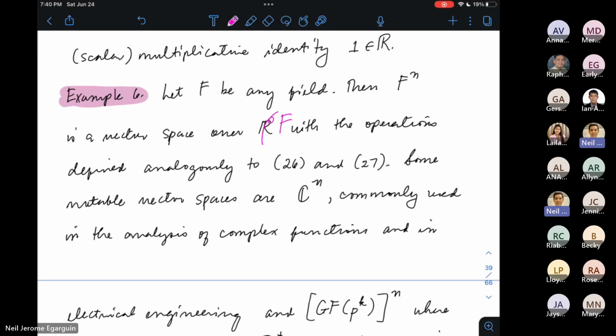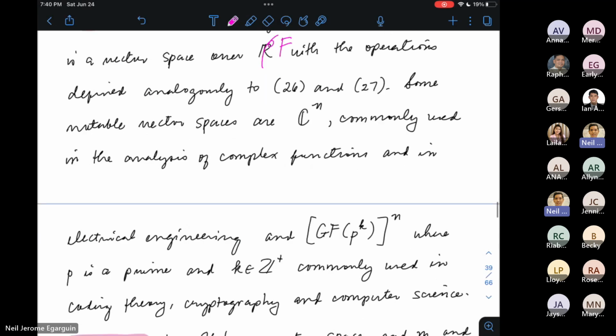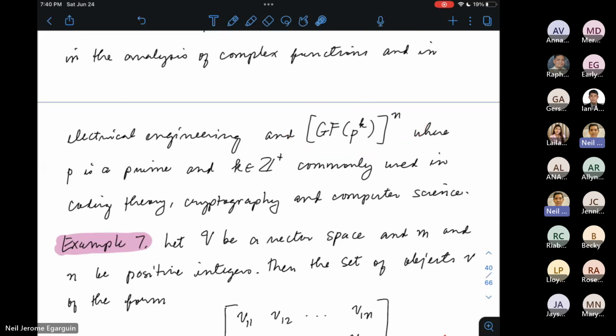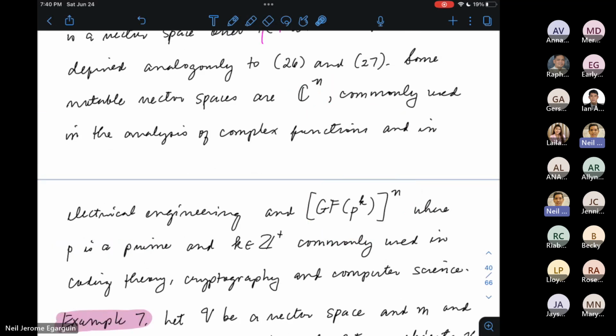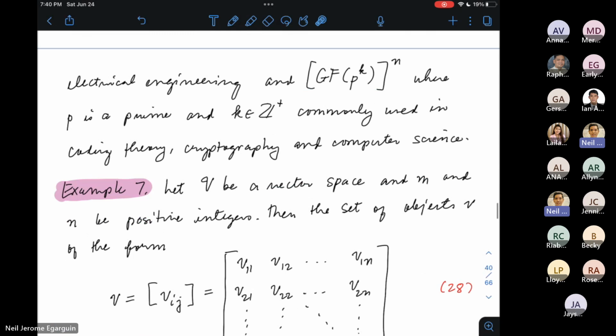So if you have a field F, you just take n-tuples of that field, then you can get a vector space over the field itself with component-wise vector addition and component-wise scalar multiplication, right? Some examples are the n-tuples of complex numbers and the n-tuples of field elements. Usually ito ay ginagamit sa cryptography and coding theory, and also in abstract algebra, while complex numbers mas ginagamit sa physics and electromagnetism. So, doon natin siya pwedeng tingnan.